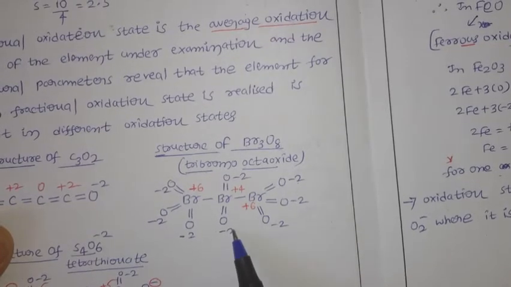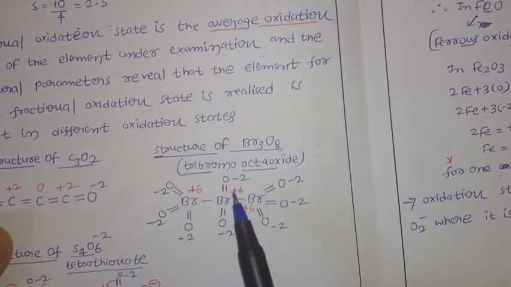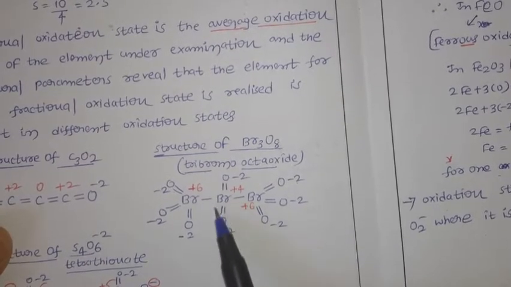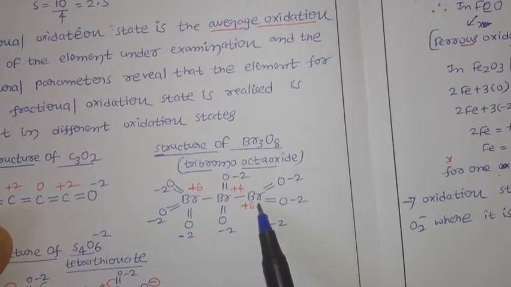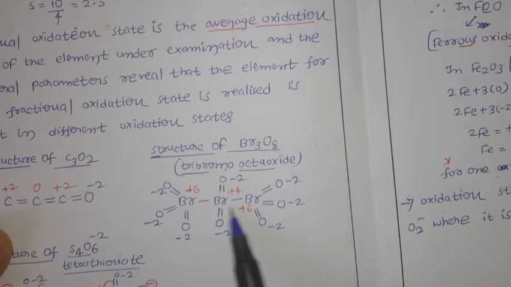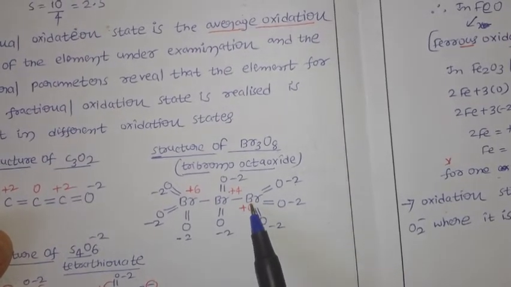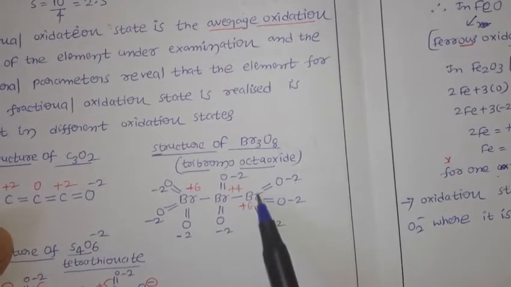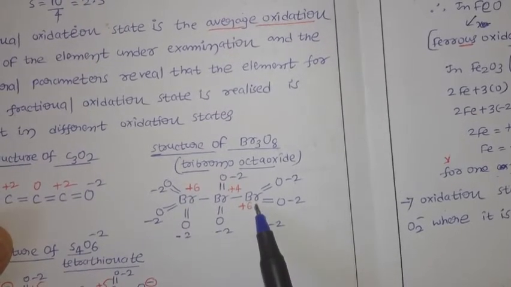Minus 2 means total how much charge we have? Minus 4. This minus 4 is going to compensate with what? Plus 4 on this bromine atom. Next, if you see this bromine atom, there is no electron transfer between these bromines. Why? Because similar atoms have similar electronegativity, so there is no charge present between these two bromine atoms.